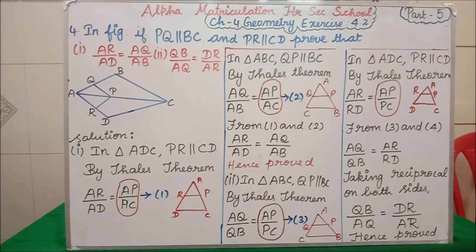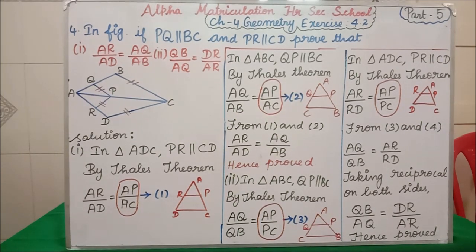Now in part 5 video we are going to continue the same exercise 4.2, fourth question. See the fourth question. In the figure, if PQ is parallel to BC and PR is parallel to CD, prove that. In the fourth question we have two subdivisions, and we want to prove both. Clear students? First, they are saying PQ is parallel to BC, which means in this figure, this PQ is parallel to BC. Clear? Then PR is parallel to CD.